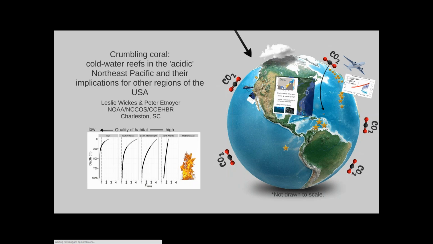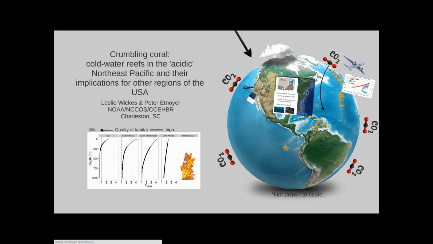And it's expected that by the end of the century, about 70% of all known deep reef-building corals will be in undersaturated conditions. And with our evidence from the West Coast, we know that this could have some significant dire consequences for the reef-building corals.